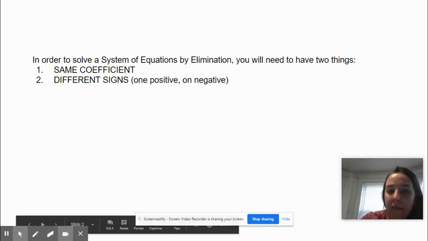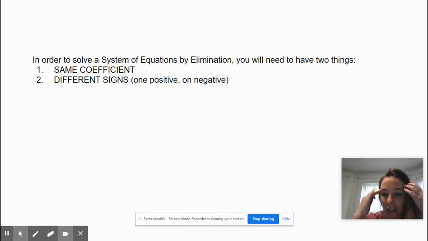Okay. This you might just want to kind of get in your head. You need to have the same coefficient with different signs, one positive, one negative. That's going to make more sense in just a minute, but I like to throw it out there up front. You'll see why. All right.